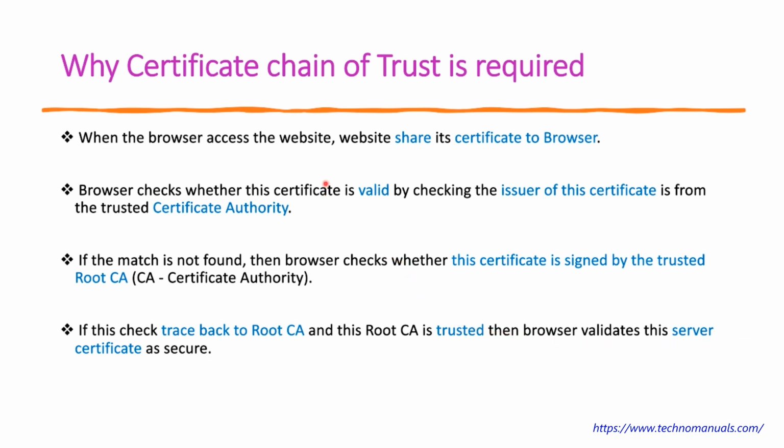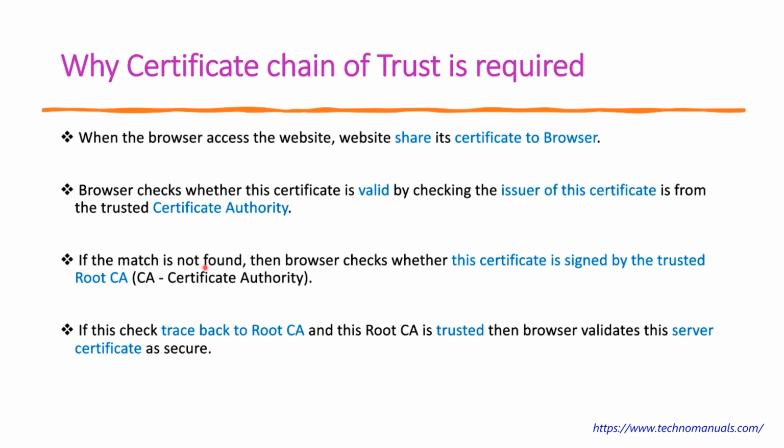Why is the certificate chain of trust required? When the browser accesses the website, the website shares its certificate with the browser. We have seen that when you open technomanuals.com, it presented its certificates. The browser checks whether the certificate is valid by checking the issuer of this certificate against the trusted certificate authorities. We have seen that it is issued by the ISRG group. If a match is not found, then the browser checks whether the certificate is signed by a trusted root CA. Why is a match not found here?